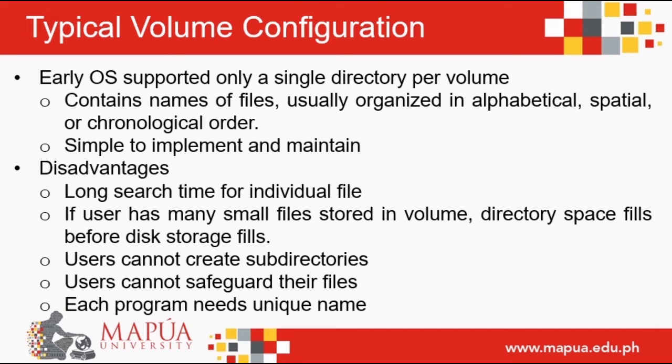The disadvantages of using a single directory per volume are: it has long search time for individual files, especially when the files are arranged in an arbitrary order. If the user has many small files stored in the volume, the directory space fills before disk storage fills. Another is users cannot create subdirectories and they cannot safeguard their files. Lastly, each program needs a unique name.